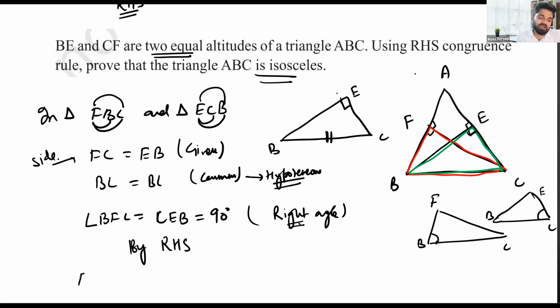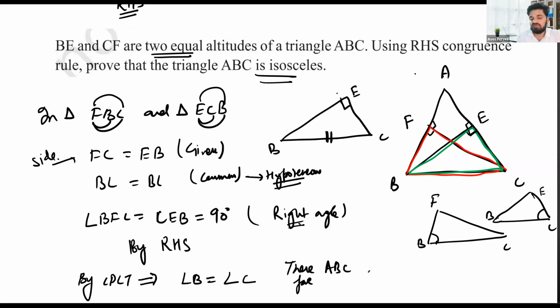Now you write by CPCT, congruent parts of congruent triangles, angle B is equal to angle C. Therefore, ABC is an isosceles triangle. Okay, ABC is an isosceles triangle. Note it down fast in your copy. Okay, sir.